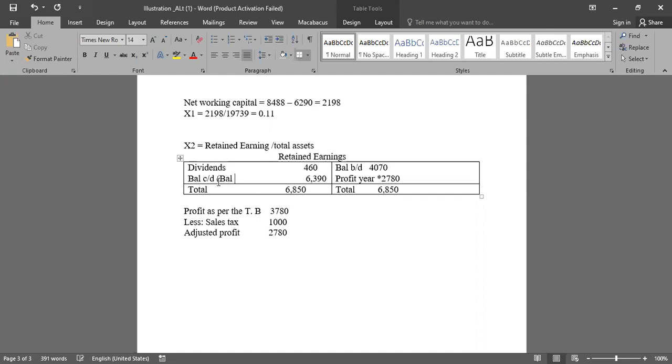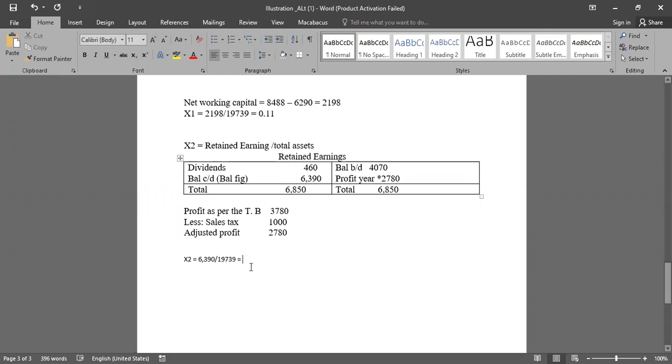Balancing figure. So this is what you will take in your workings. Now you say therefore officially, X2 is going to be equal to retained earnings, which is given as 6,390, divided by total assets, which you got as 19,739.